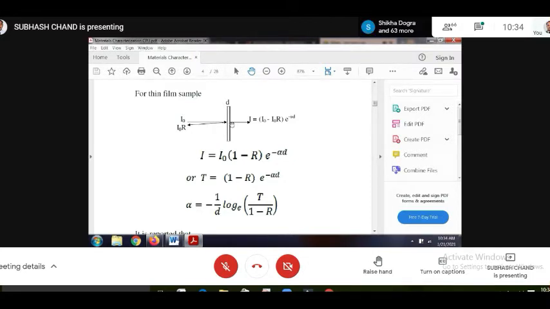So then how much enters into the bulk medium? बल्क मीडियम में कितना एंटर करेगा? That is obviously I naught minus I naught R. I naught minus I naught R will enter here. Okay, and when it enters here, how much will pass out? Again, it is pass out I equal to whatever just started entering into e to the power minus alpha d. ठीक है ना? This relation okay? So here transmitted जो intensity है that will be I naught minus I naught R into e to the power minus alpha d.